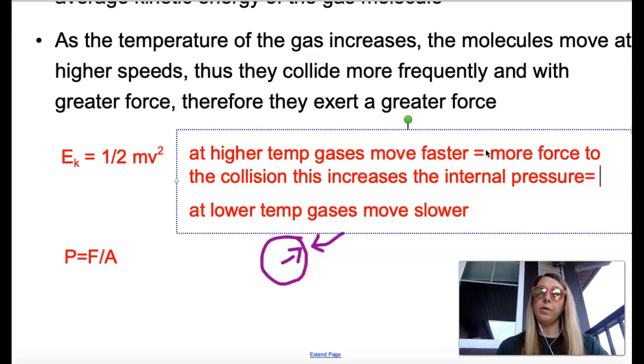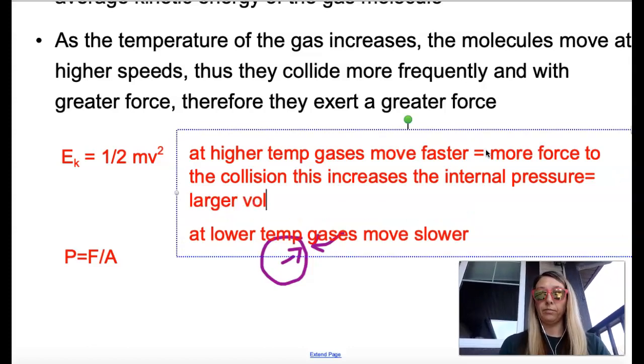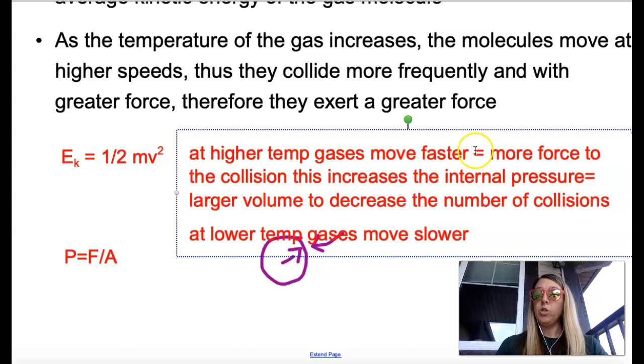So if we start to expand the container, they're now going to hit less frequently. So although they're hitting with more force, they're not hitting as frequently, which overall is going to drop the total amount of force, which is going to bring the pressure down. Okay, this is why we find we need a larger volume to decrease the number of collisions. Okay, so at higher temperatures, because our gas molecules are moving faster, they're hitting with more force, we need a larger volume so that that internal pressure is equal to the external pressure.